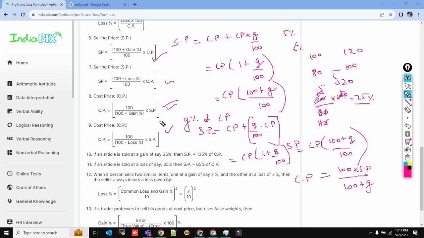So don't try to remember this formula. It's easy to derive. You will anyway forget it. Have the basic concept and do it while doing the sums. Okay.